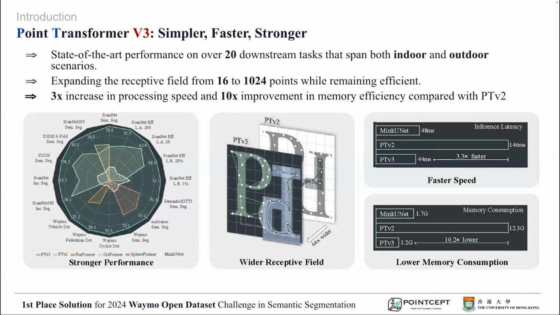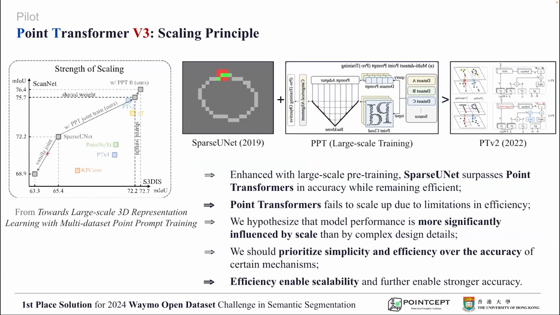Compared with V2, V3 is 3 times faster in latency and 10 times more efficient in memory, which is even better than HGNet, known for its efficiency. PTv3 is motivated by our exploration of large-scale 3D representation learning technology, enhanced with multi-dataset joint training by PPT, another of our works set for CVPR.